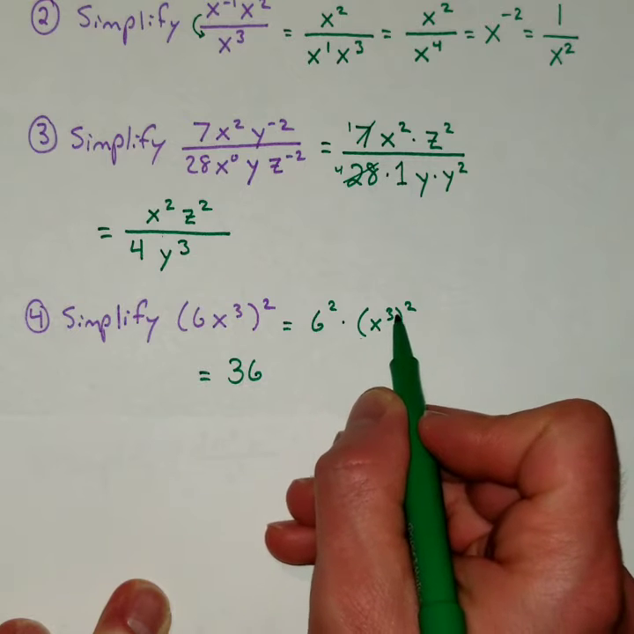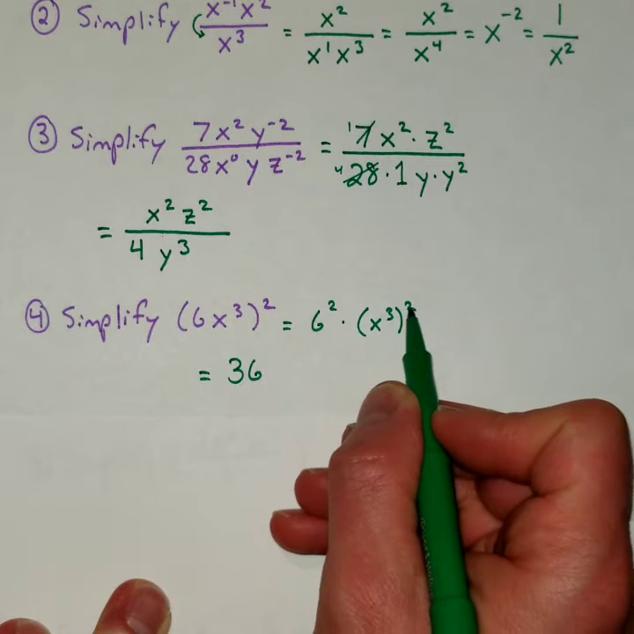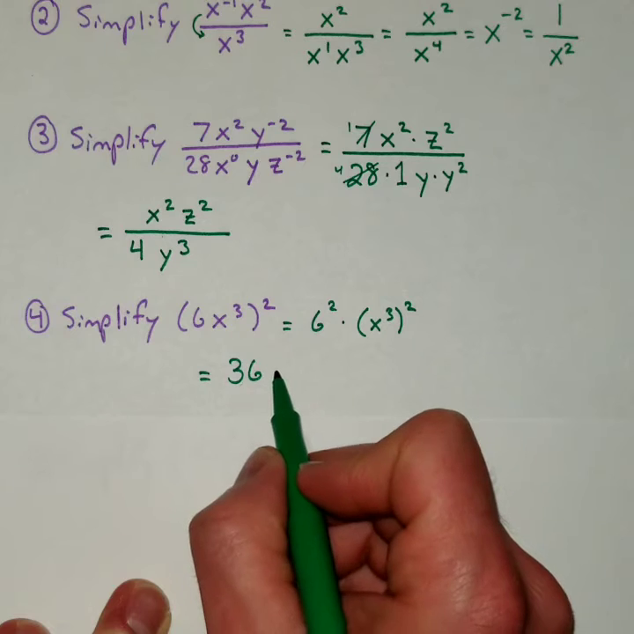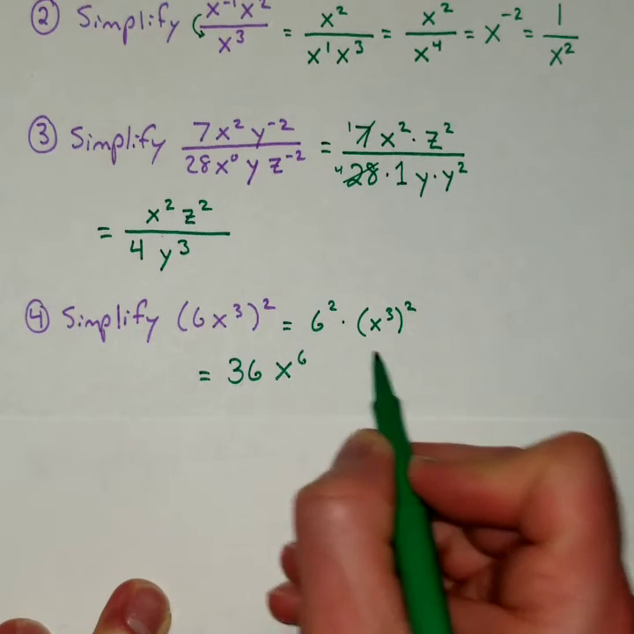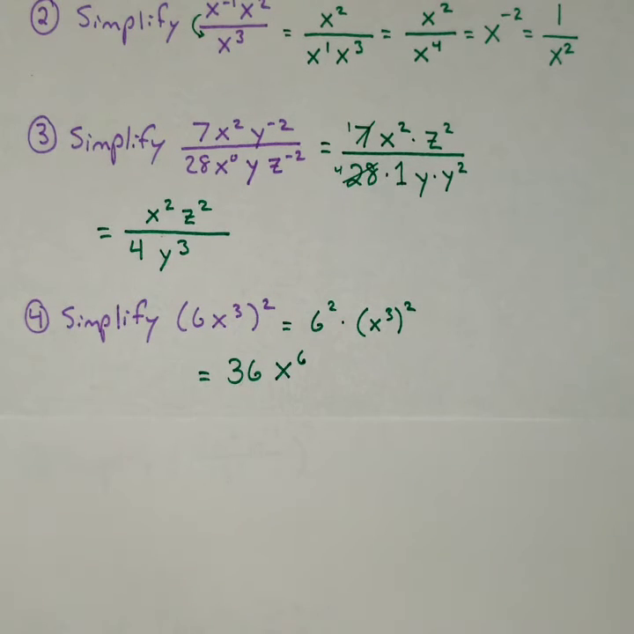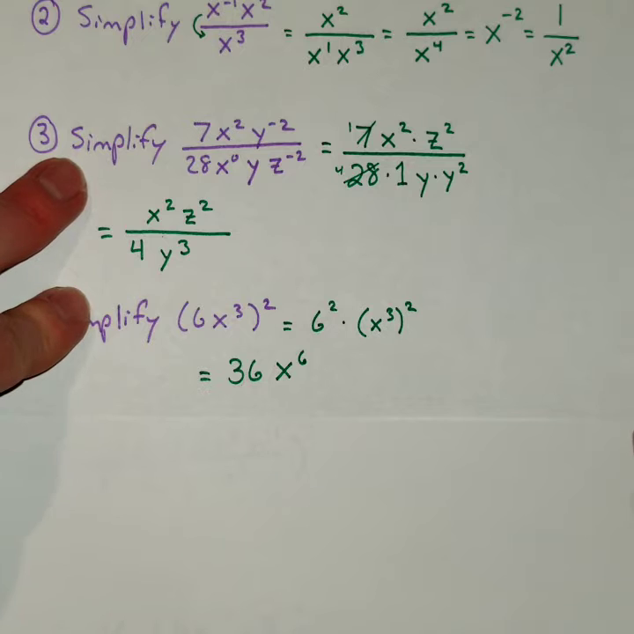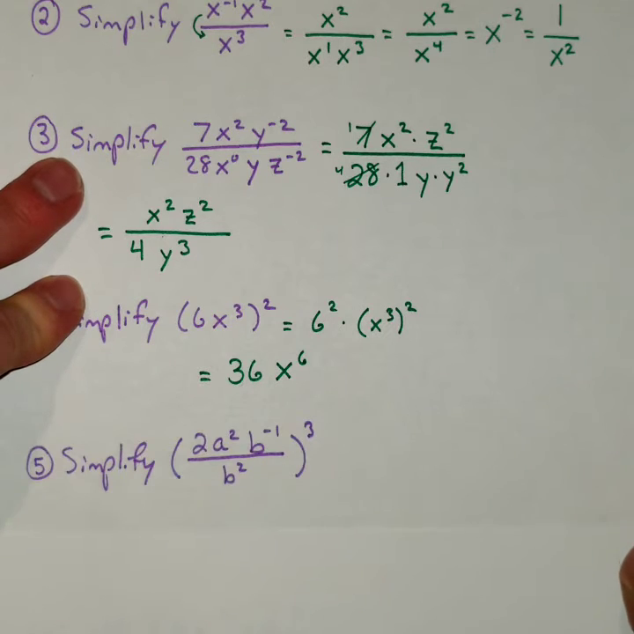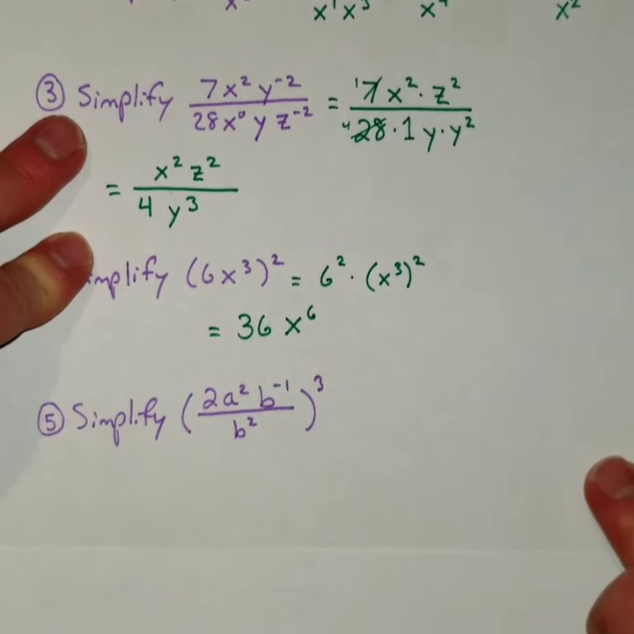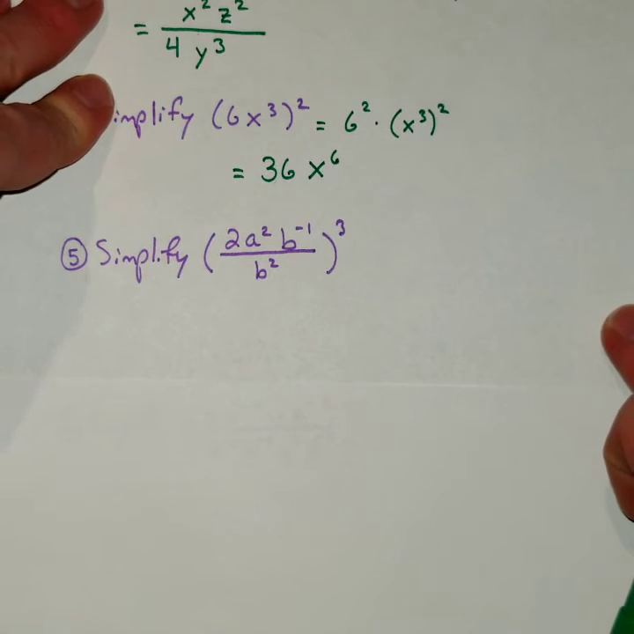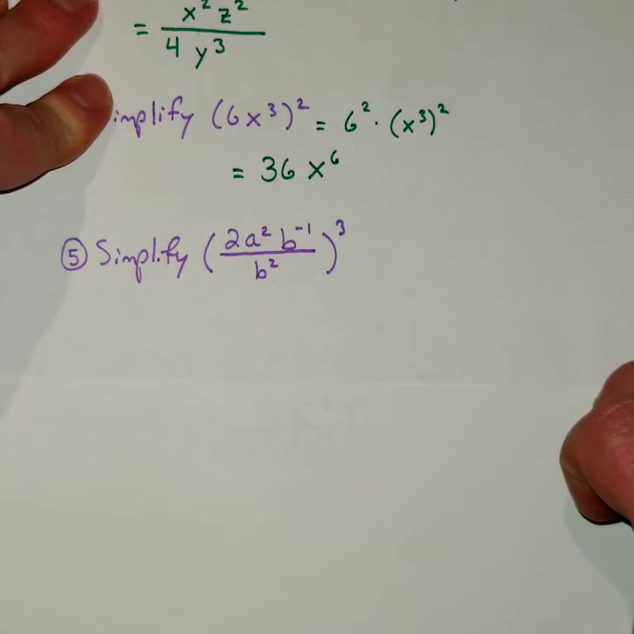And x to the 3rd squared, the 3 and the 2 multiply because we have a power to a power. So that's x to the 6th. 36x to the 6th is as simple as we can get. Okay. Alright, these next 2 examples are quite a bit longer. Bigger fractions, more exponents.